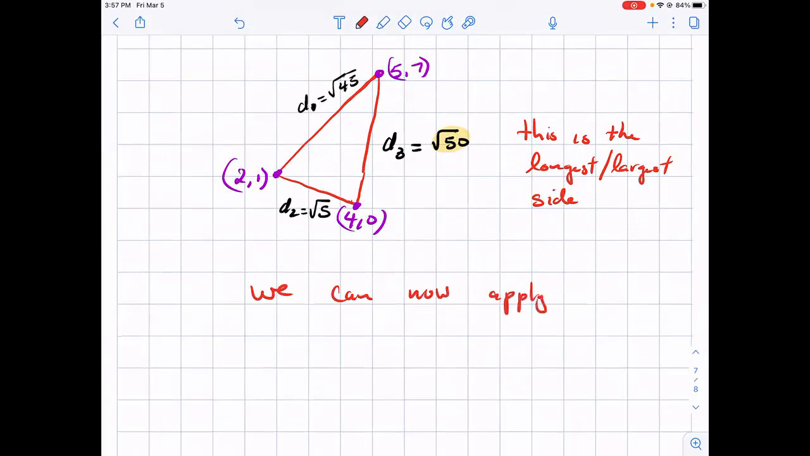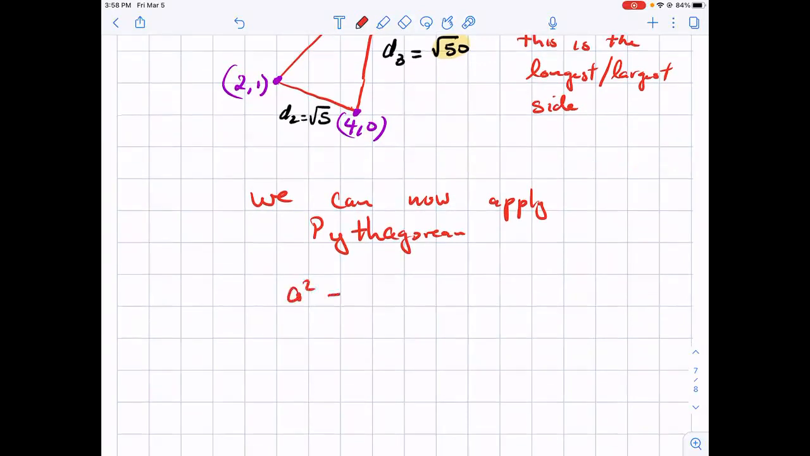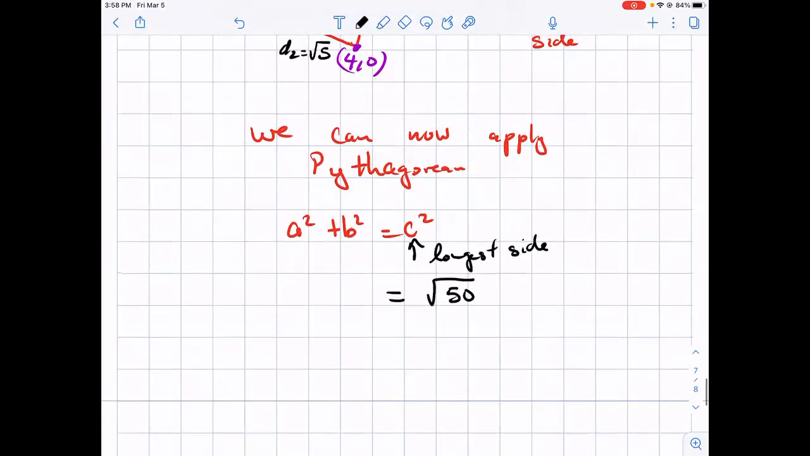apply Pythagorean theorem, which says that a squared plus b squared is equal to c squared. Well, in this case, in my example, c is the longest side. So this has to be the square root of 50. And a and b can be any one of the two sides. So the square root of 5 plus the square root of 45.